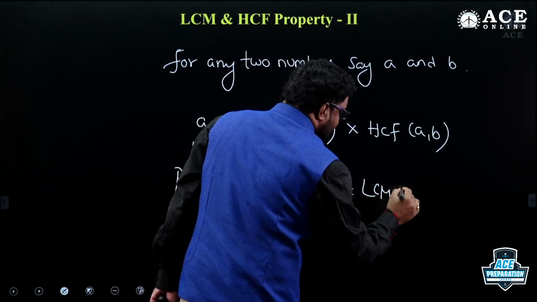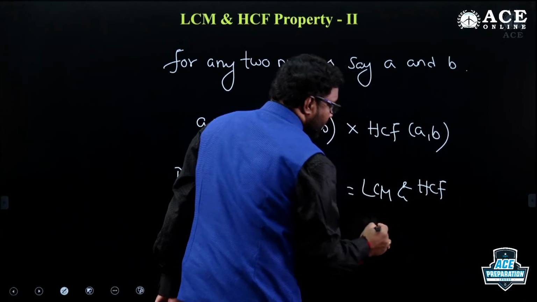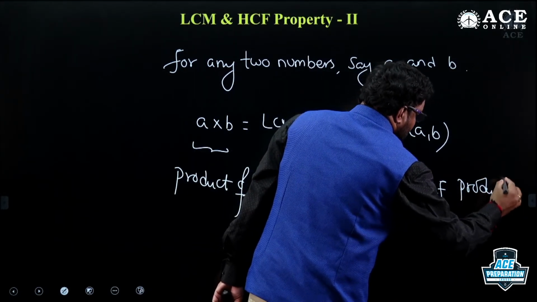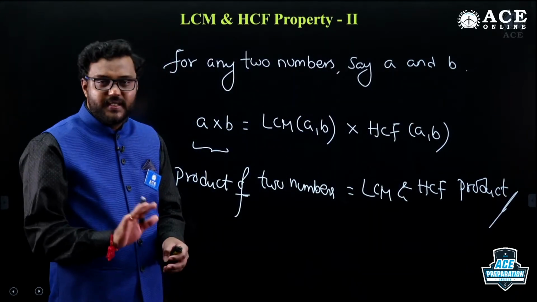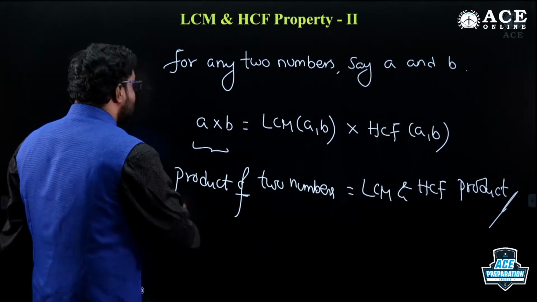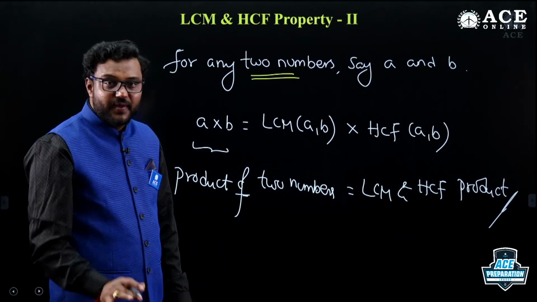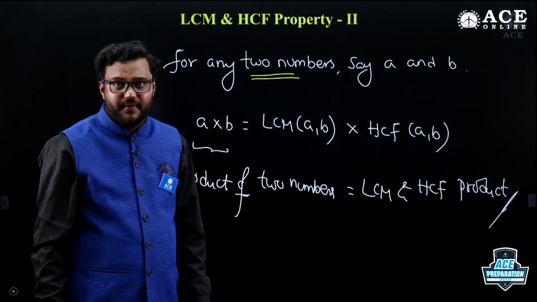For those numbers, we should calculate LCM and HCF. So the LCM and HCF product, or product of LCM and HCF. This property, you just check it out, my dear. This is only for 2 numbers. Keep in mind, don't apply this for 3 numbers and all. Not applicable for 3 numbers. For any 2 numbers, product of 2 numbers must be equal to LCM and HCF product.